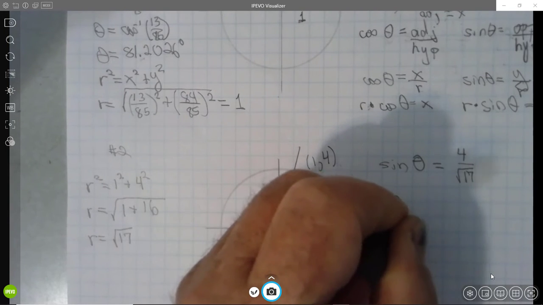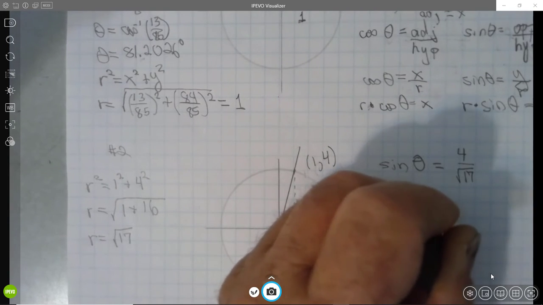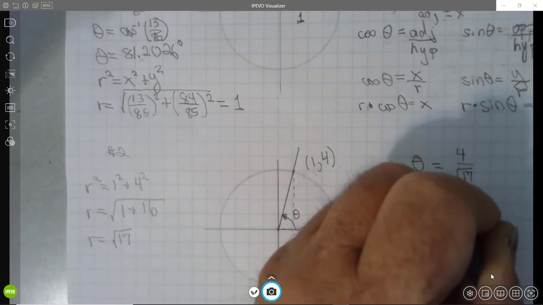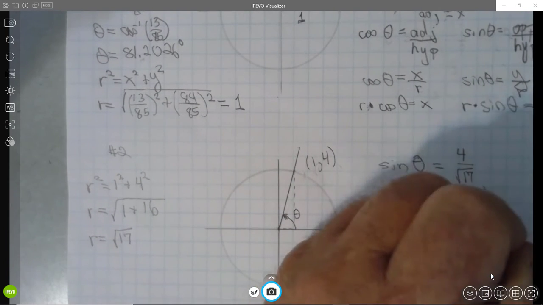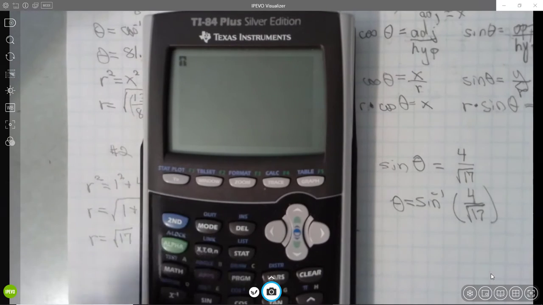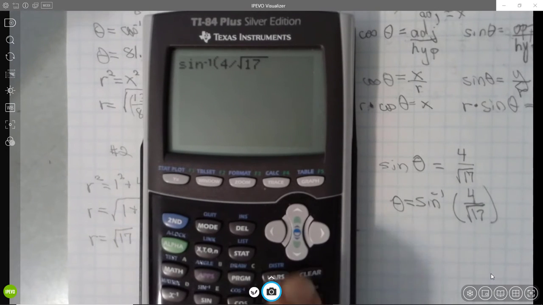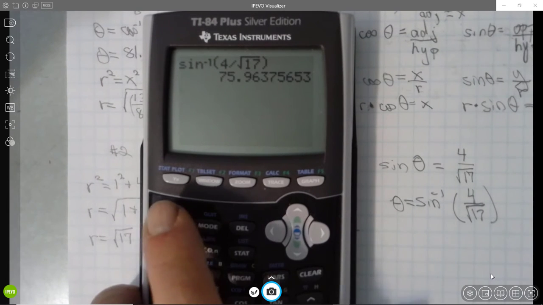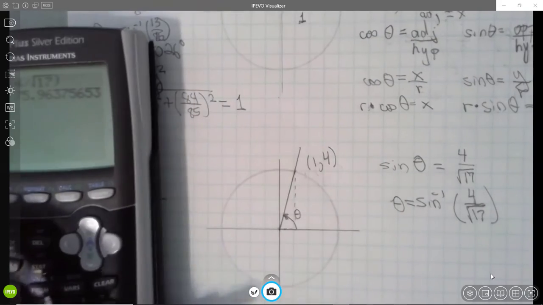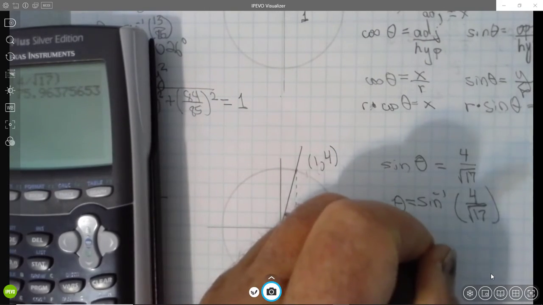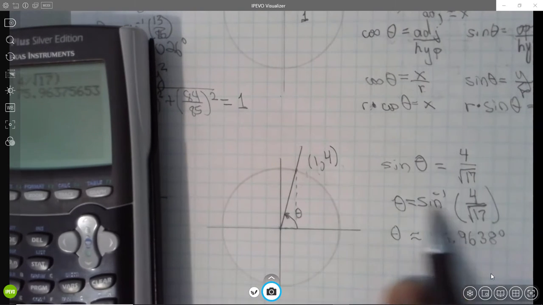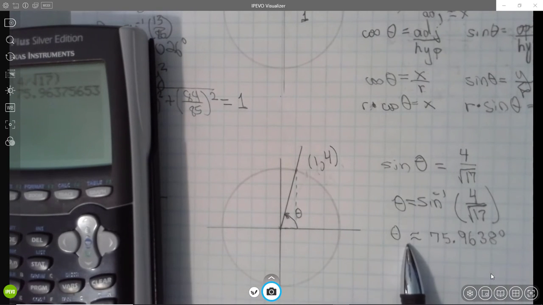So theta is the inverse sine of 4 over root 17. And we get about 75.9638. So here's an exact form for the answer. Here is a decimal approximation.